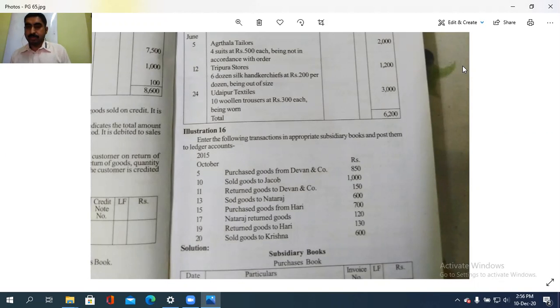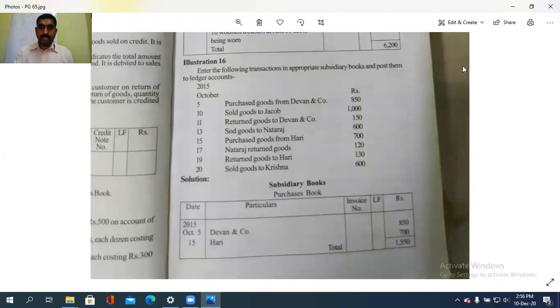Which book? Purchases day book. Purchased goods from Devan, that amount is 850. See the answer, 850. What about the next one? Sold goods to Jacob. What is that? Sales day book. Then returned goods to Devan. What is that? Returned goods given back. That is purchase returns. Then sold goods to Nataraj. That is also which one? Sales day book. Purchased goods from Hari. That is under the purchases book. That is also coming. See, 850 and 700, those two come to 1550.